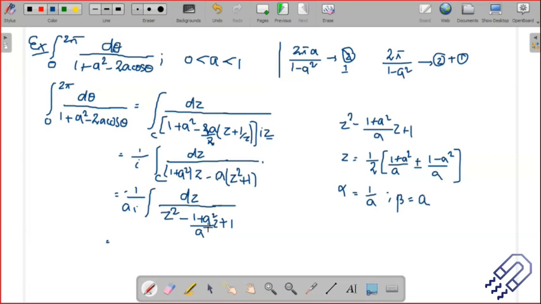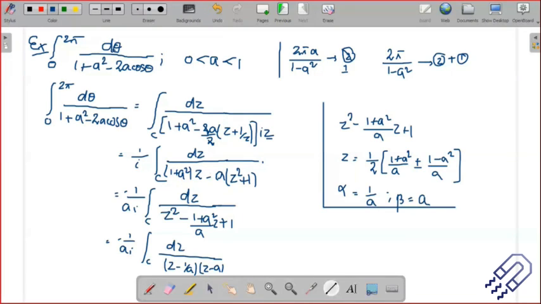So what I can do is simply write it down as 1 divided by ai, integration over c. Please put the c, that's again important, and this is z minus alpha, z minus beta, so that means z minus a and z minus 1 by a. Very simple. Let's separate this out, and let's not get confused here.